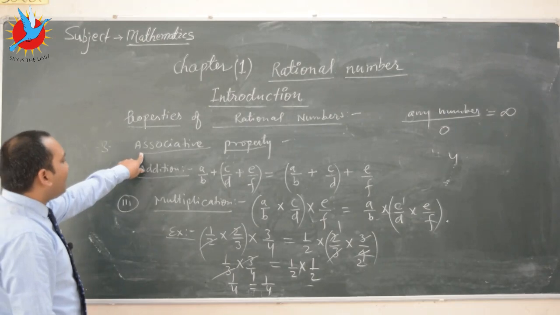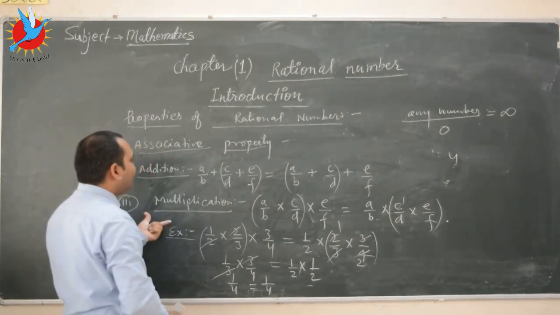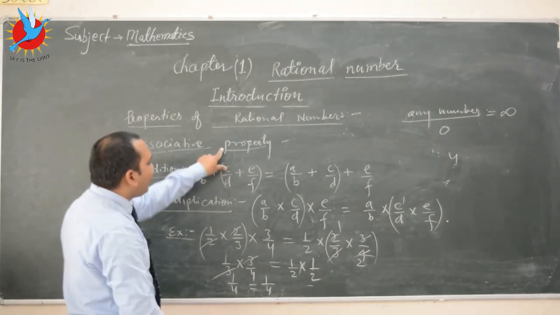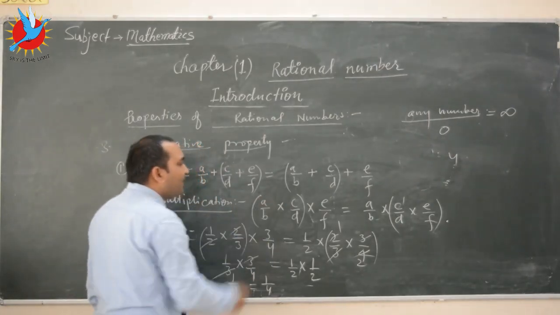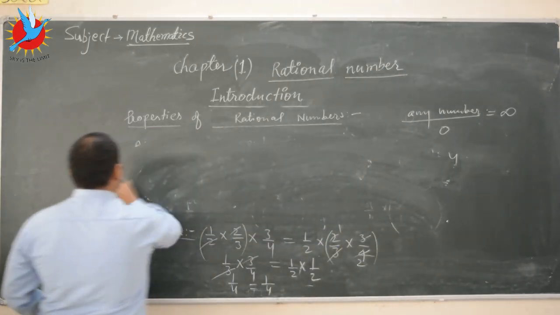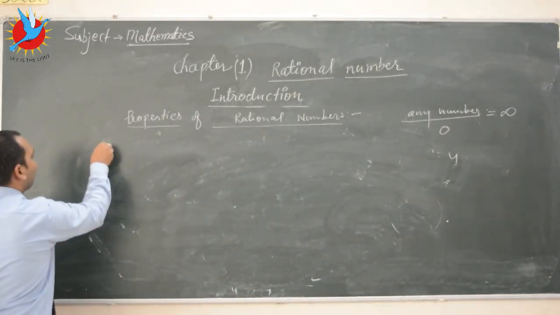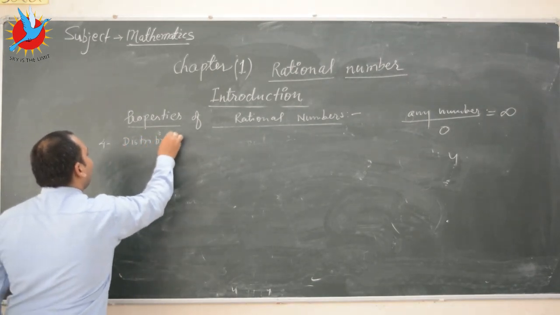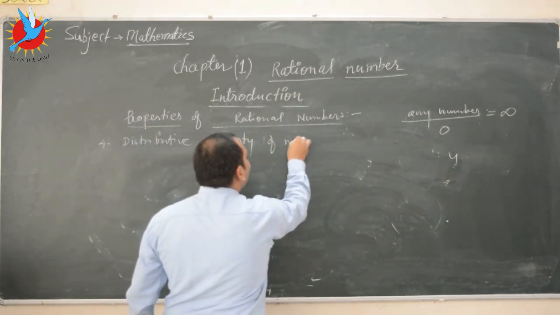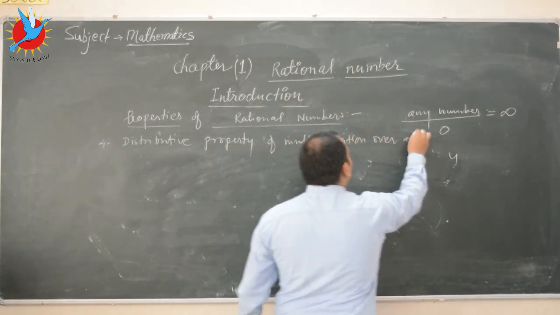So the associative property holds for addition and multiplication. In both cases the associative property is true. The associative property is always applicable for three rational numbers. Next one, distributive property. Next, the fourth property is the distributive property. So the distributive property of multiplication over addition.